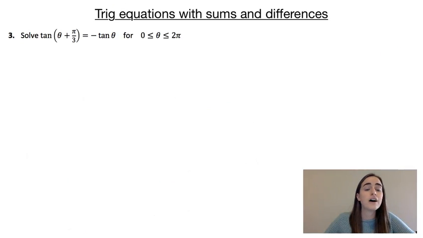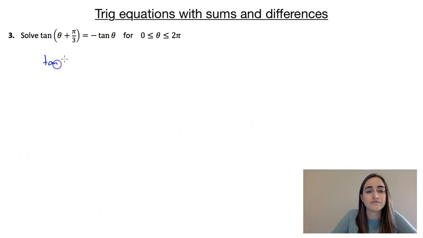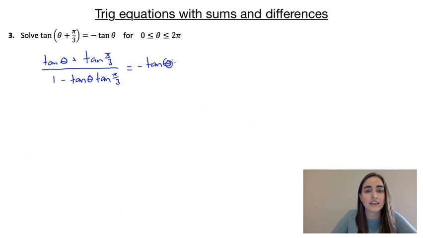Our last example asks us to solve tan of theta plus pi on 3 equals minus tan theta in that same domain of 0 to 2 pi. So the first thing I'm going to do is expand this out. So I'm going to have tan theta plus tan pi on 3 over 1 minus tan theta tan pi on 3. And that's still going to be equal to minus tan theta.